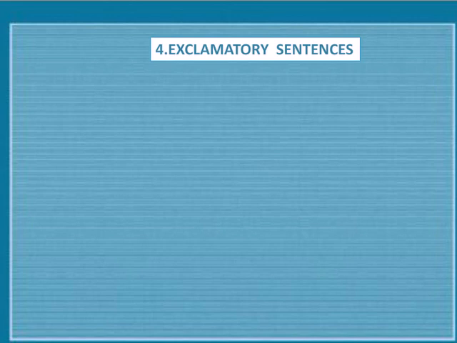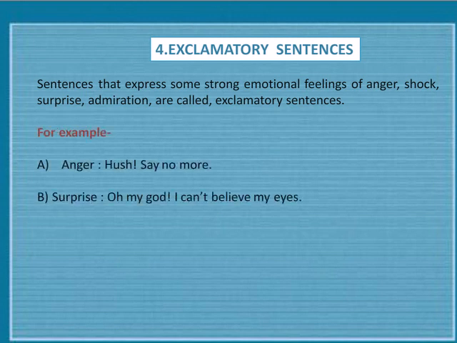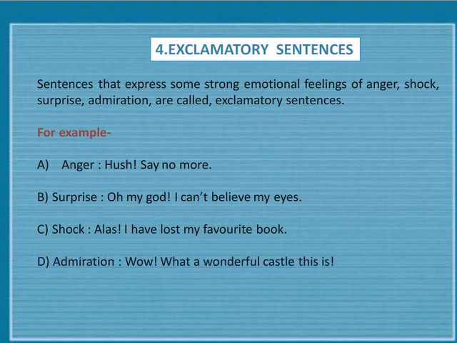Exclamatory sentences. Sentences that express some strong emotional feelings of anger, shock, surprise, admiration are called exclamatory sentences. For example, anger: shh, say no more! Surprise: oh my God, I can't believe my eyes! Shock: alas, I have lost my favorite book! Admiration: wow, what a wonderful castle this is! We put an exclamation mark at the end of an exclamatory sentence.